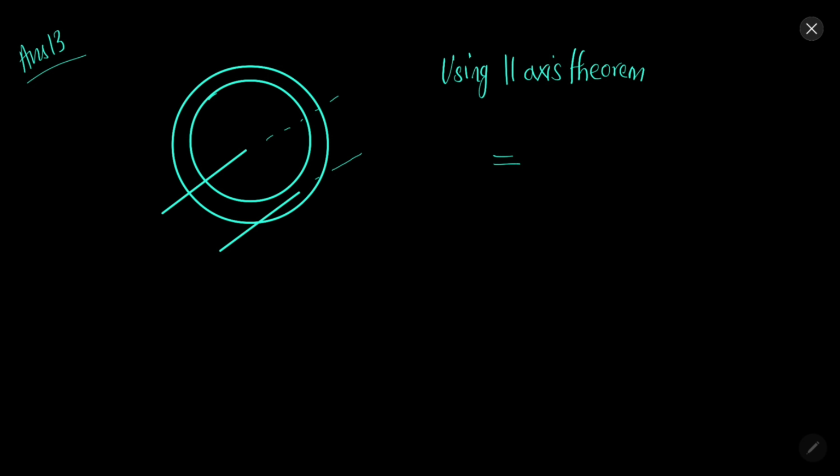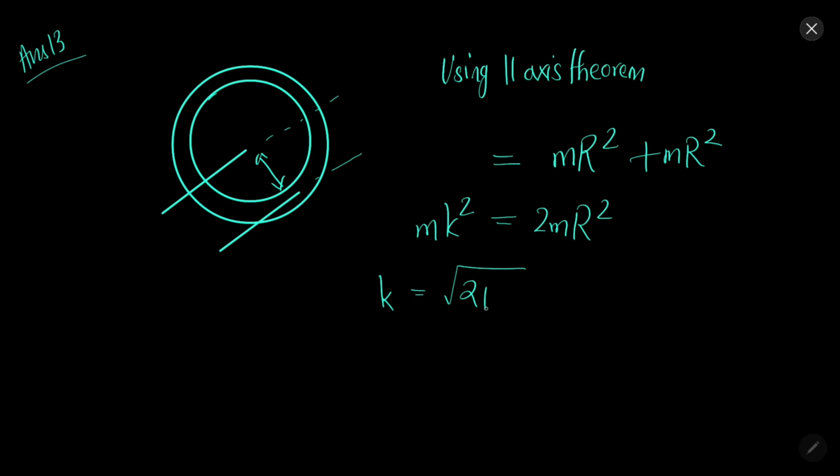moment of inertia can be found out using first the moment of inertia from the center of mass point. So we know that it is mr square, and now for this point the distance between them is r, so again plus mr square, so ultimately 2 mr square. So our radius of gyration is given by mk square, so from this k will be root 2 r square, or r root 2. This is the radius of gyration.